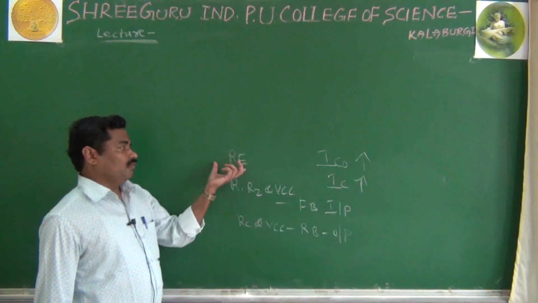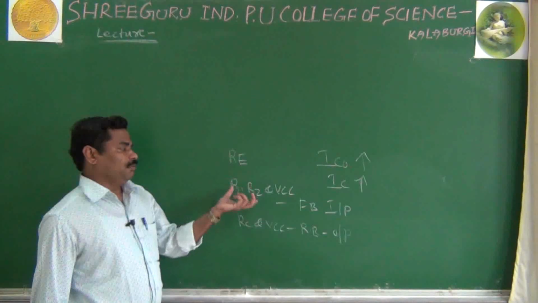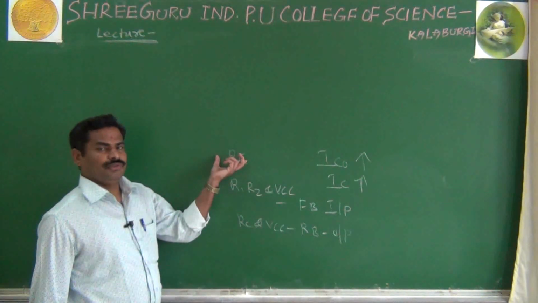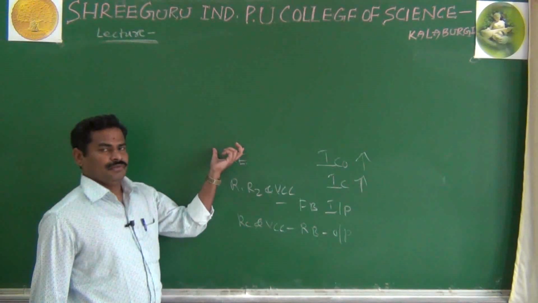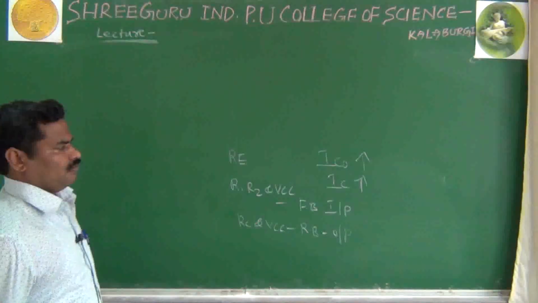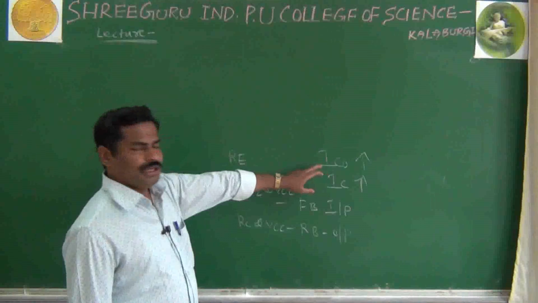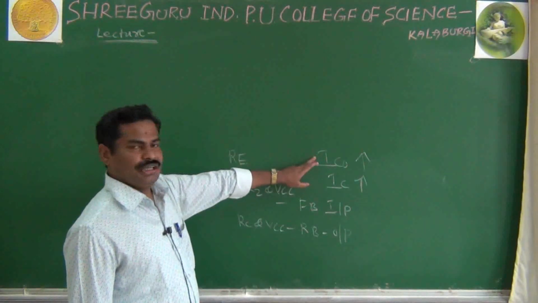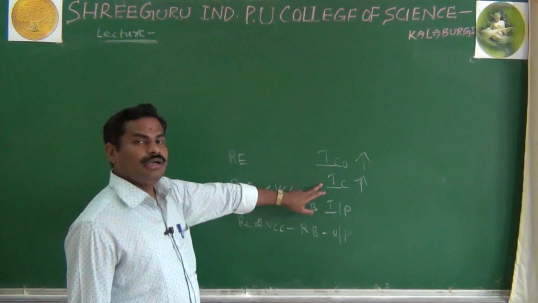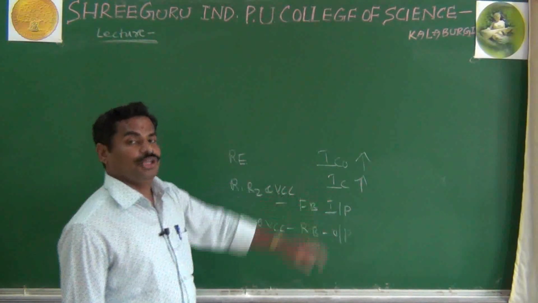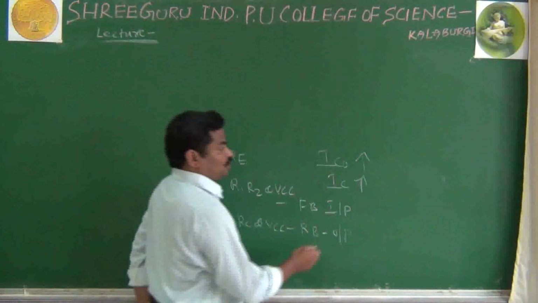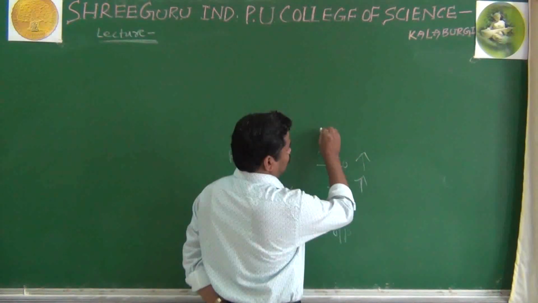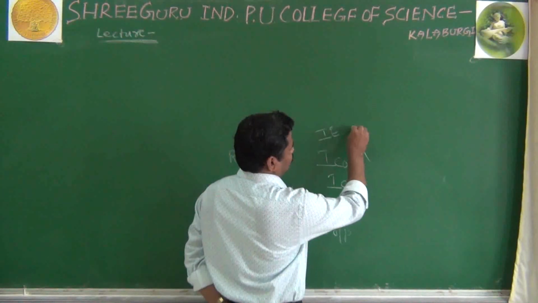And actually, you are giving importance to the input section. And what is the use of RE? It is called the emitter resistor. Especially, as I said here, if the temperature increases, then the reverse saturation current increases and the collector current also increases. Then it also increases the IE, the emitter current.